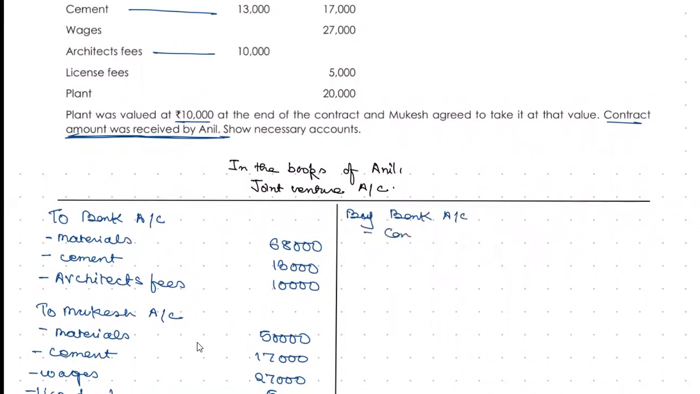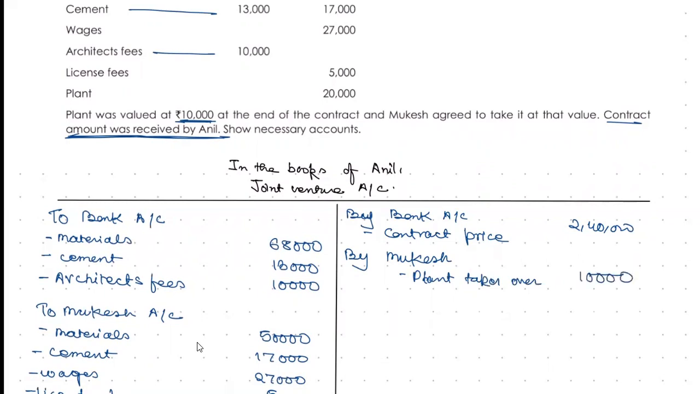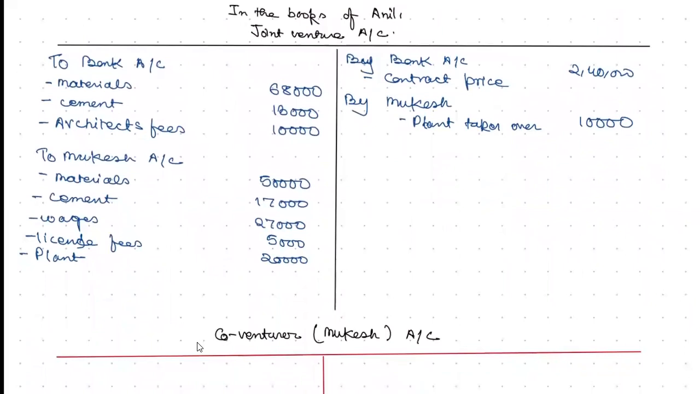This is contract price of 2,40,000. And there is Mukesh has taken over a plant, correct? It will be by Mukesh. Plant taken over of 10,000. Anything more? Can you see? No.